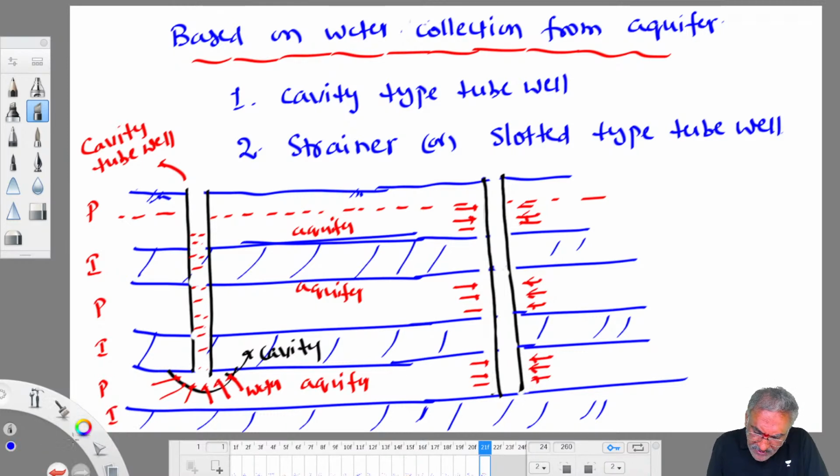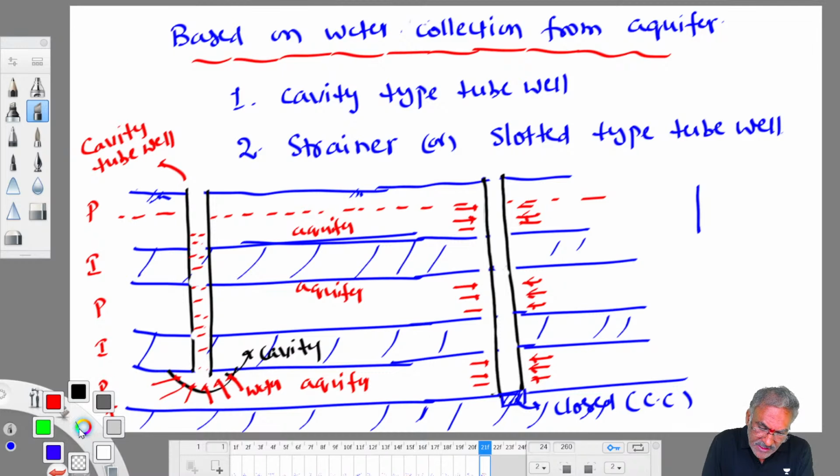Bottom is completely plugged with cement concrete. This is completely closed, closed with cement concrete mortar. So it always collects water from the sides. Then how can it collect from the sides? There are pipes driven there. If we drive, wherever impervious strata is there, we drive plain pipe. Wherever pervious strata is there, we drive slotted pipe or strainer pipe. This is called strainer or slotted type tube well.